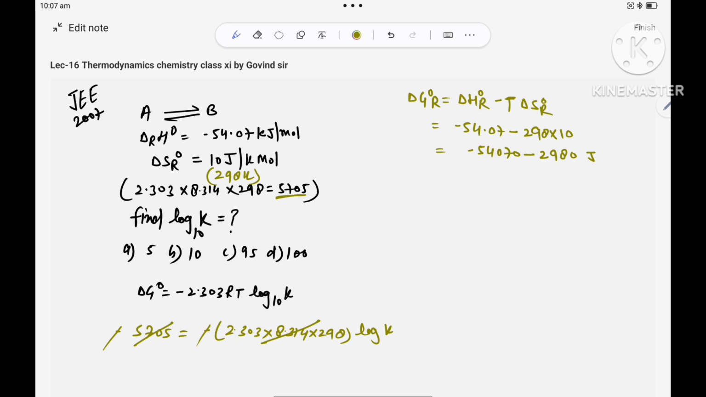So what is the answer? Here one more zero is coming, so here it is coming 10. So ultimately what you are getting, 10 is equal to log K. That is the value they are asking. B option will be correct. So like that question they will ask.